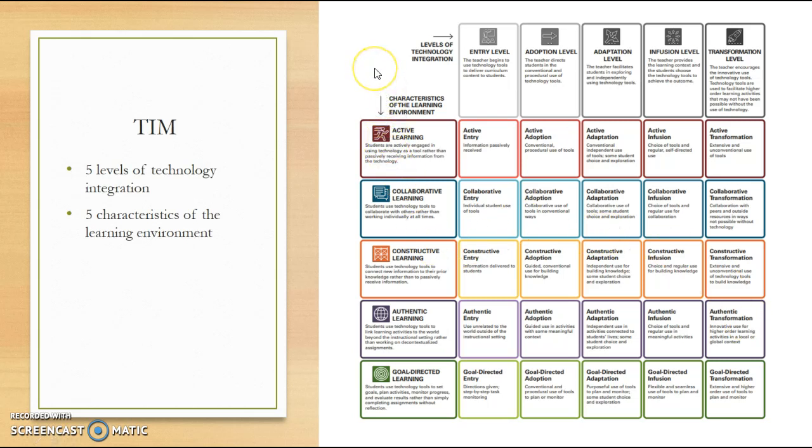Pictured on this slide, as you can see, is an image of the technology integration matrix, otherwise known as TIM. At the top here, there are 5 levels of technology integration, starting with entry level. The teacher begins to use technology tools to deliver curriculum content to students. Going all the way to the transformation level, the teacher encourages the innovative use of technology tools by the students. Technology tools are used at this level to facilitate higher order learning activities that may not have been possible without the use of technology.